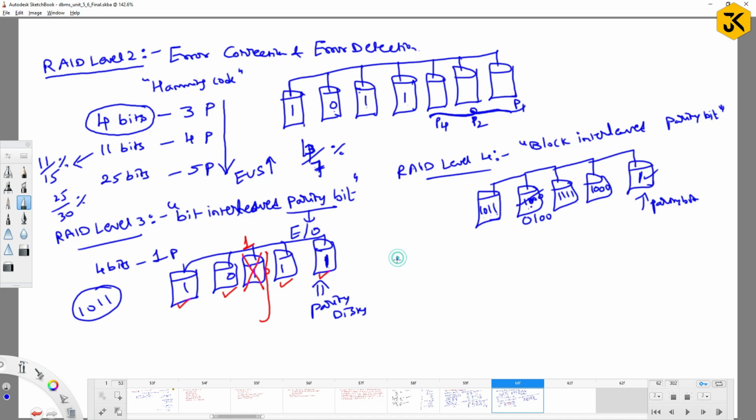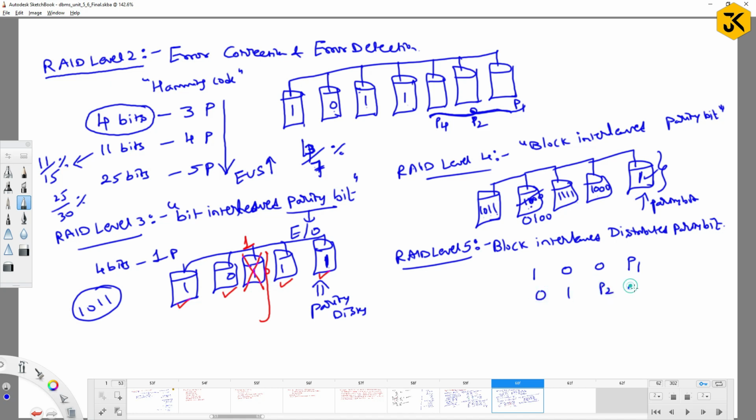And coming to one more RAID level, RAID level 5, which is block interleaved distributed parity bit. The meaning of this is, instead of always maintaining the parity bit at one disk, try to distribute it over multiple disks, right? So 1 0 0 with parity 1, and 0 1 parity 2 0, 1 parity 3 0 1, P4, something like this, right? Instead of maintaining it at one disk, distribute it over the entire set of disks. That mechanism we can call RAID level 5.